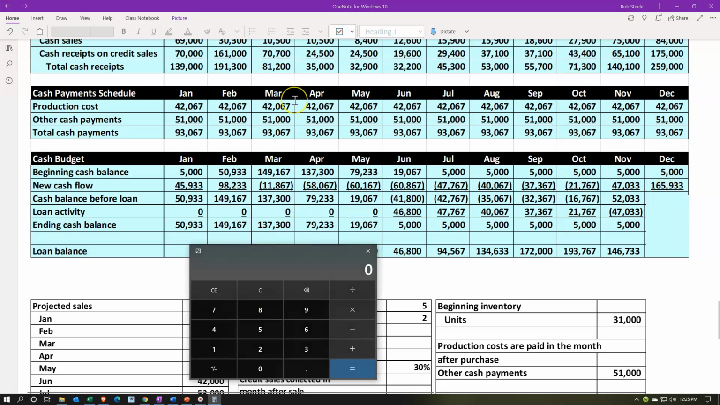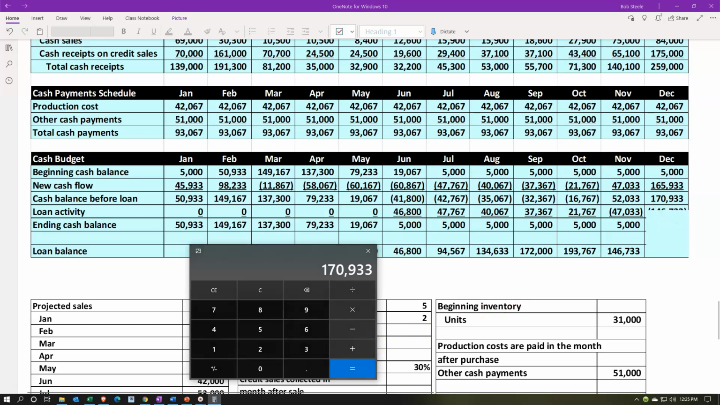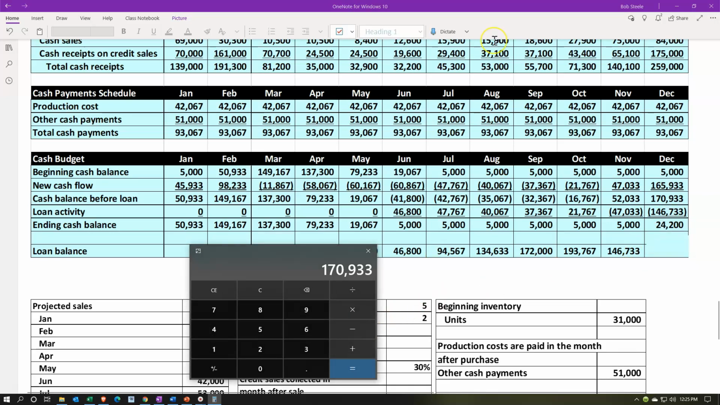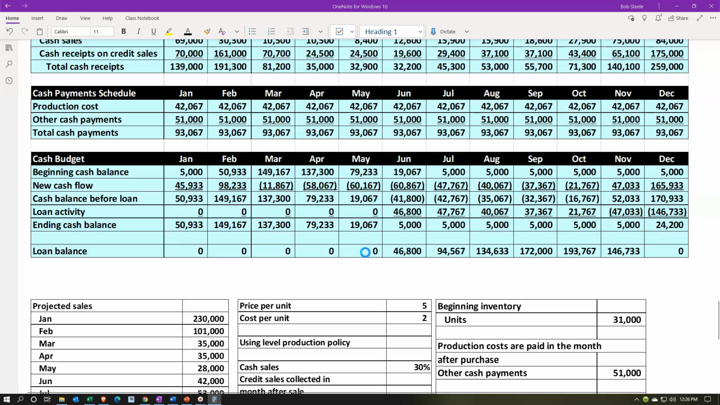Our beginning balance once again is 5,000. The net change we have is going to be the 259,000 minus the 93,067. That's the 165,933 plus the 5,000. So we're at the 170,933. That's well above the $5,000 minimum. We can pay off the entire loan balance with that and still be above the 5,000. So I'm going to pay the entire loan off, which is the 146,733, and that'll get us to the 24,200 that we're left with, and the loan balance now is back down to zero. So that's going to be our cash flow.